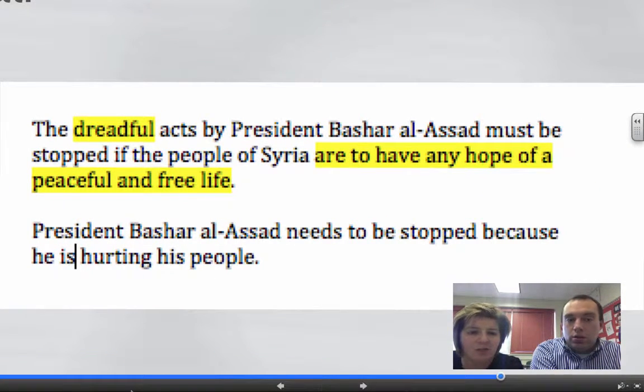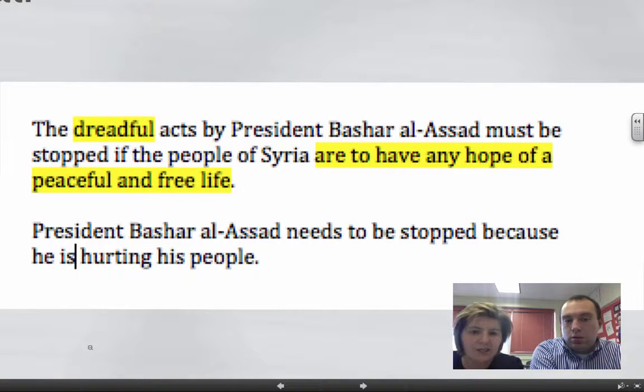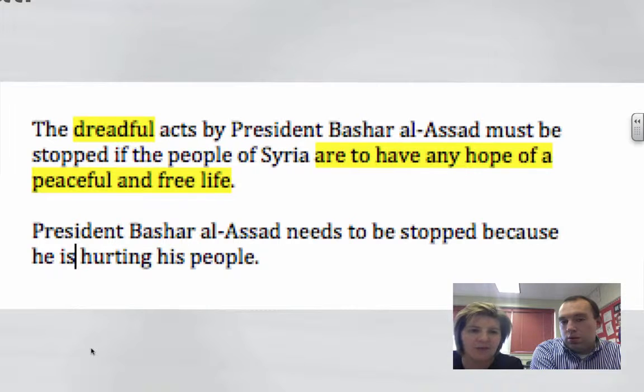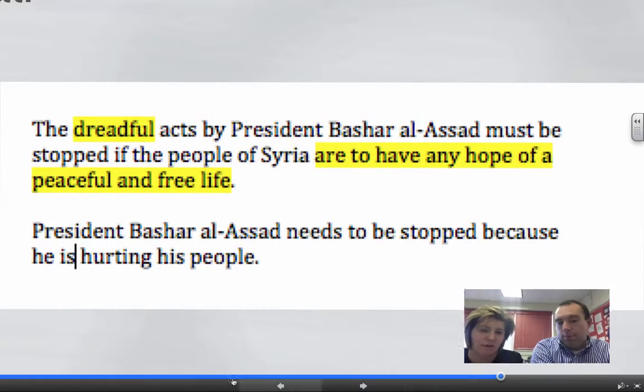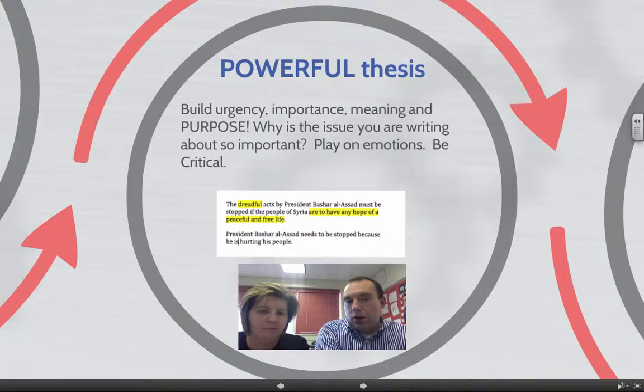In the bottom one, it's just: President Assad needs to be stopped because he is hurting his people. But now look at how we've taken that general thesis of the bottom, and now with some key words that are highlighted in yellow, we've made that thesis really powerful. The dreadful acts of Assad must be stopped if the people of Syria are going to have any hope for peace and freedom. So you see here, what is the purpose? The purpose is, if they're going to have any hope of a peaceful and free life, we need to do this. So it builds some urgency.